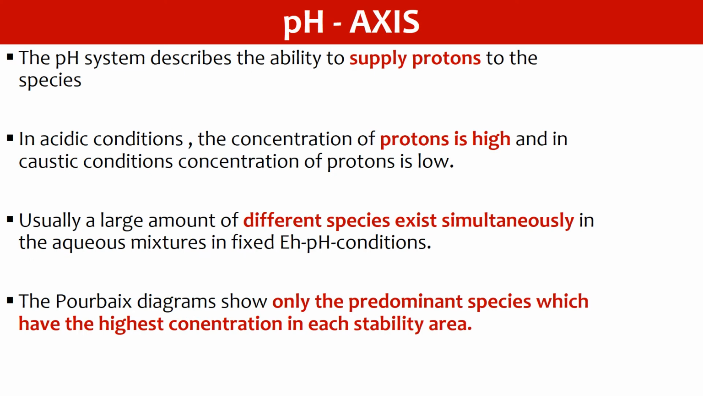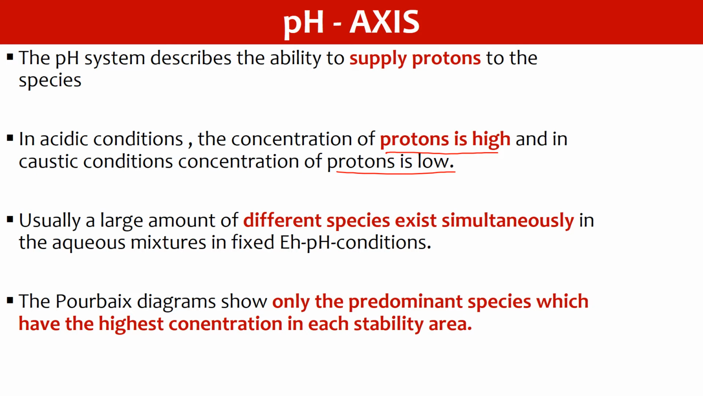How about your pH axis? The pH axis describes the ability of a system either to supply protons or to remove protons. In acidic conditions, we know that the proton concentration is quite high. And in caustic conditions, the concentration of protons is low, and the hydroxide concentrations are quite high.